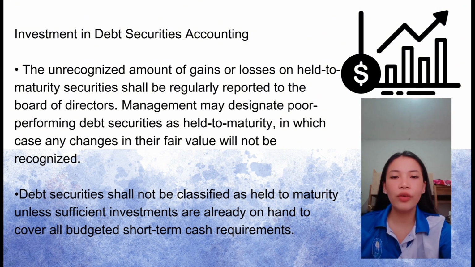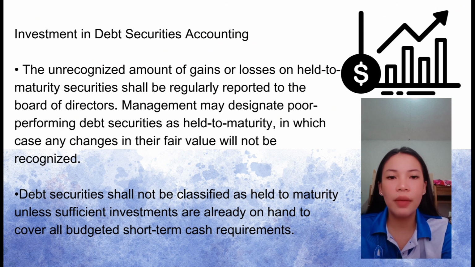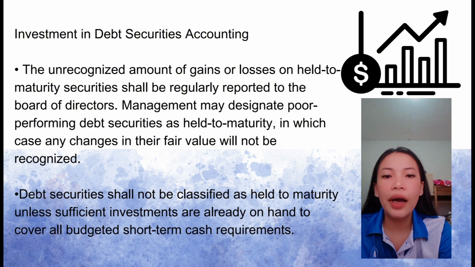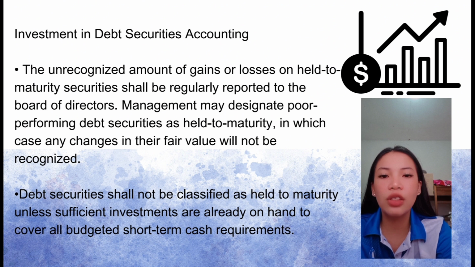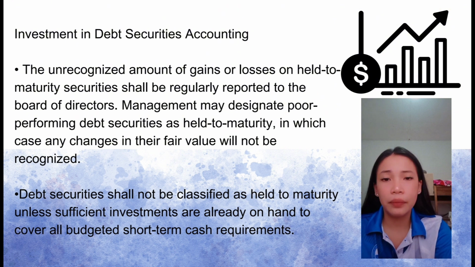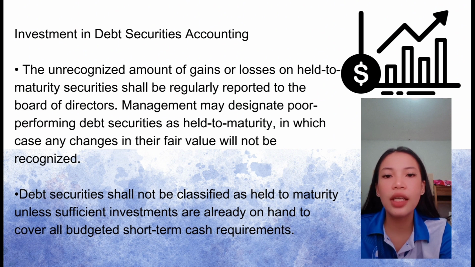The next is kapag yung company can label certain debt investment as held to maturity, meaning they plan to keep them until they mature. However, this can only happen if the company already has enough other investment to cover their short-term cash needs. The importance of this policy is to ensure that the company doesn't find itself in a situation where it has to sell this long-term investment early just to meet immediate cash needs. By making sure there are sufficient other investment to cover short-term cash requirements, the company aims to avoid the forced sale of long-term investment, providing more stability and flexibility in managing its financial assets.